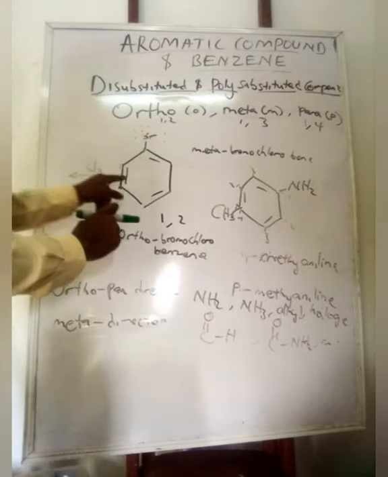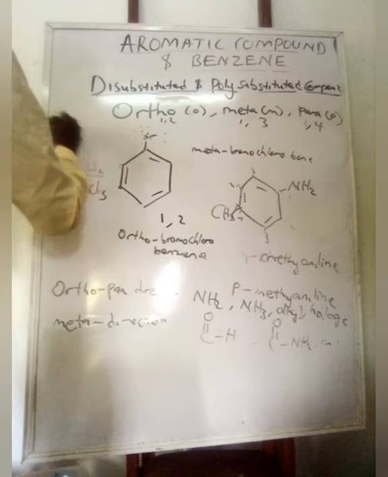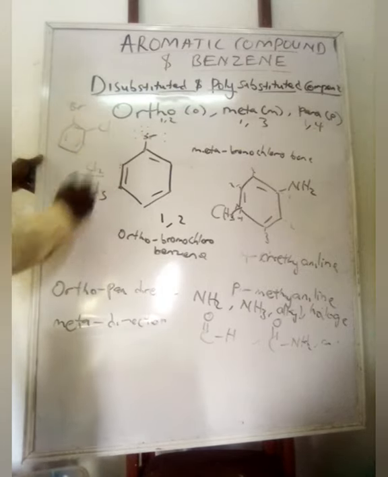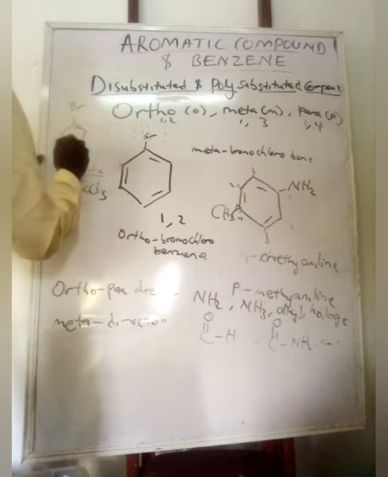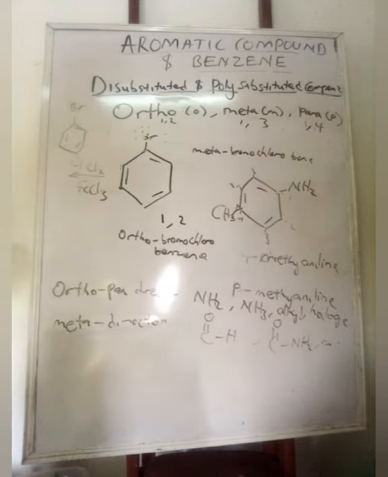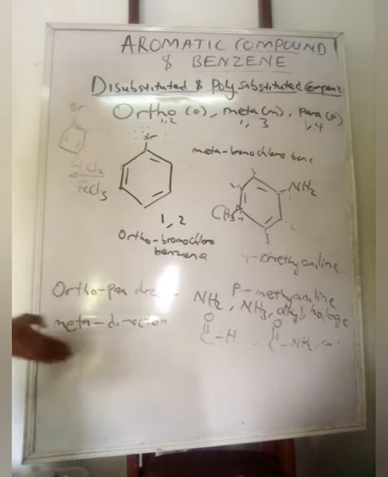Now attaching this here, the result is Br and your Cl. This bromine is going to direct the Cl coming in to the ortho-para position. It can never be on the meta position. So that is called ortho-para director and meta director.